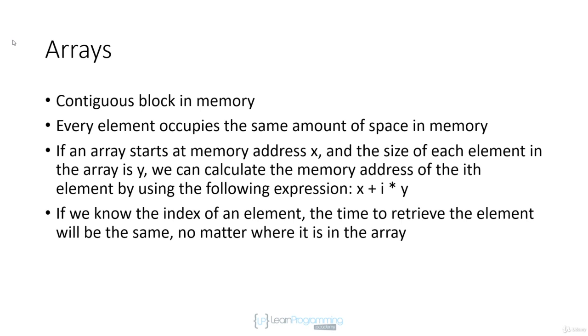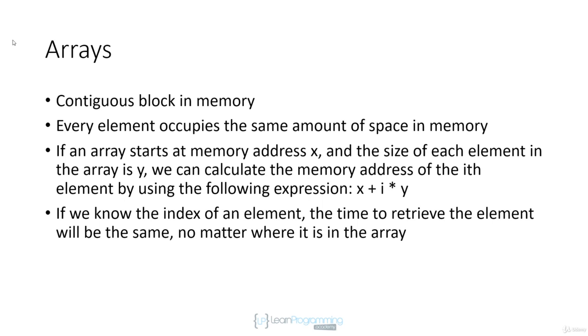Basically, what that means is that if we know the index of an element in the array, then the time, or the number of steps we have to do to retrieve the element, will be the same no matter where it is in the array. All we have to do to get the memory address of that element is X plus I times Y. That works whether we want the first element in the array, or the 5,000th element, or the 1,000,000th element. All we ever have to do to get really quickly to that element is that simple calculation to get the memory address. This is made possible by the first two points: arrays are one large contiguous block in memory, and every element in the array occupies the same amount of space in memory.